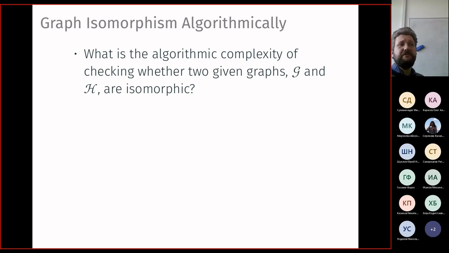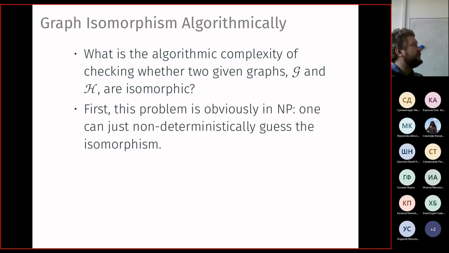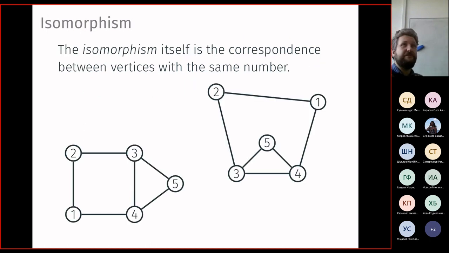So the larger class is NP, right? Is this problem in NP? Non-deterministic polynomial algorithm. Of course, yes, because you can just non-deterministically guess this isomorphism. You take two graphs and you say, okay, I'll take vertex 1, I will connect it to something. Vertex 2, I will connect it to something. It's a non-deterministic guess. And if the isomorphism exists, then the angelic choice will show you that it really exists.